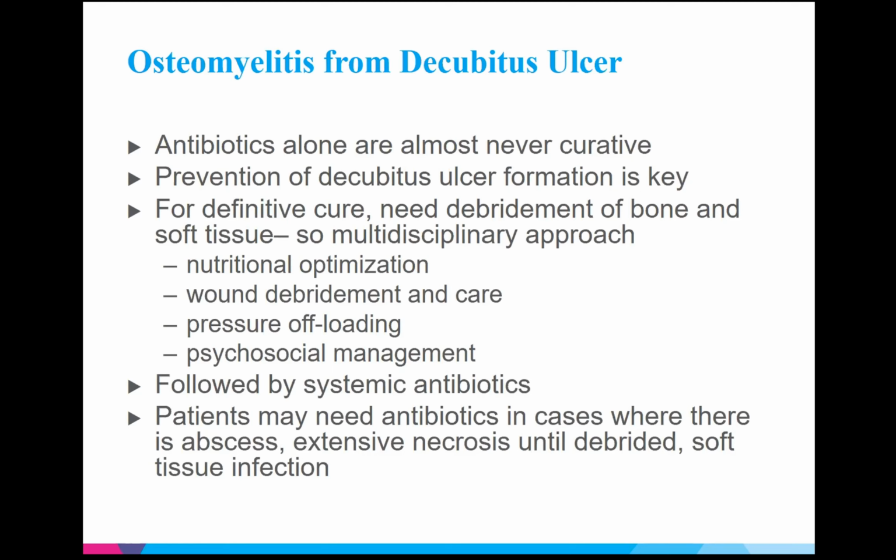By that, I mean you have to either have plastic surgery involved, and ortho if there's really a lot of bone involvement, because you really have to debride the bone really well to healthy tissue, healthy bone, and then plastic surgery would then come and do a muscle flap.